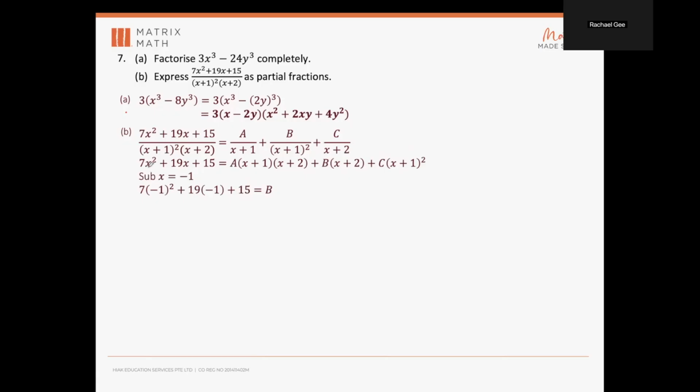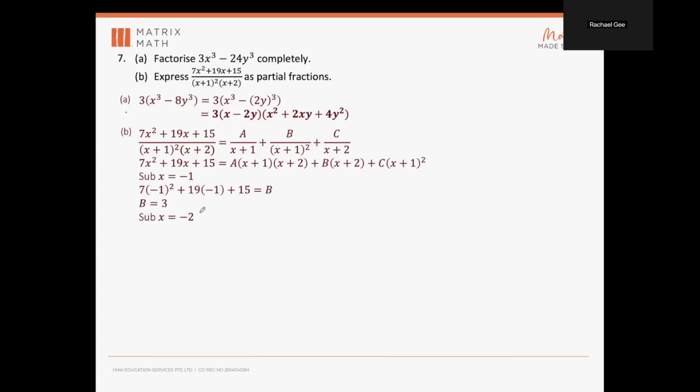Over here would be (-1) squared, so it will become 7 minus 19 plus 15. Then over here, this will be gone, this will be gone. So -1 plus 2 will give you +1. That's why it's only B. Press it inside the calculator, you get B equals 3.